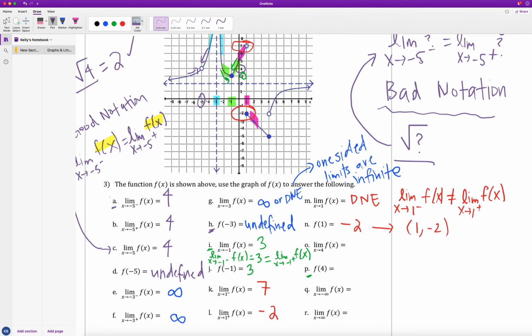Okay, our last two finite limits. So part O says, what is the limit as x approaches 4 of f of x? Well, for me to figure out what this limit is, I really need to know what the left and the right is doing. So let's calculate these on the side here.